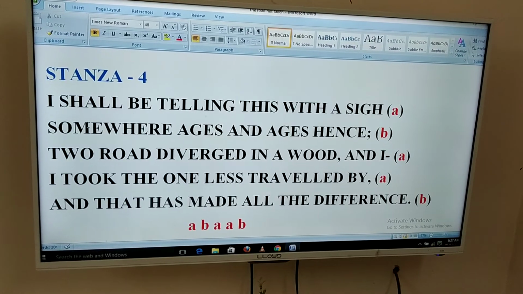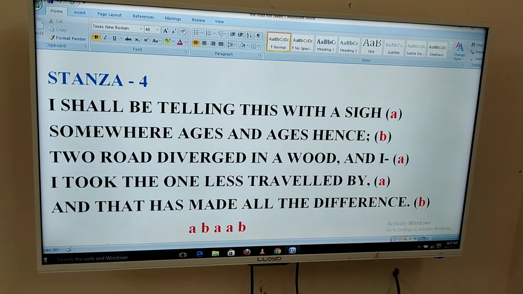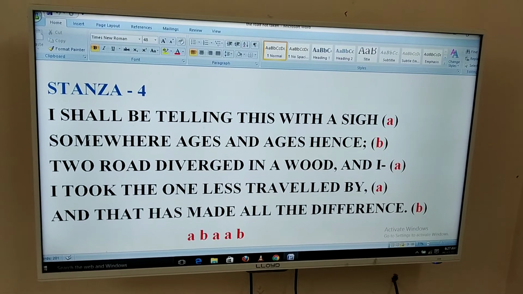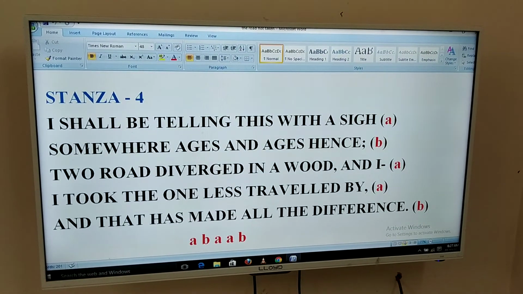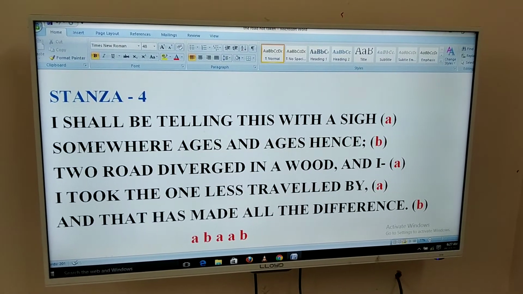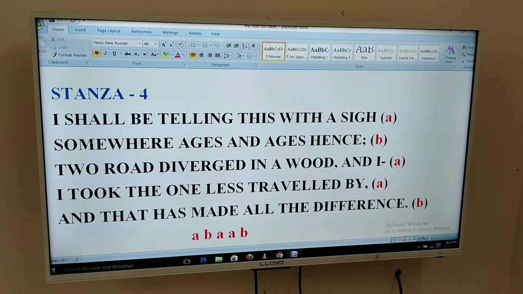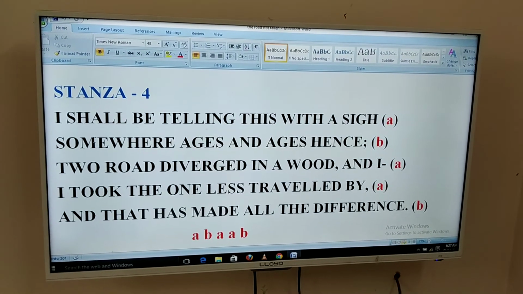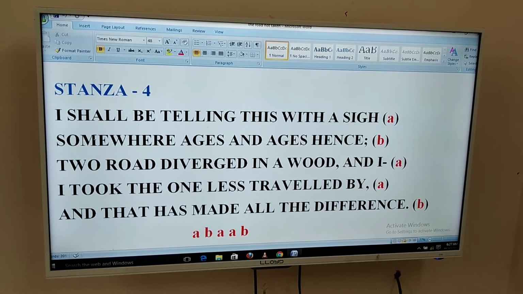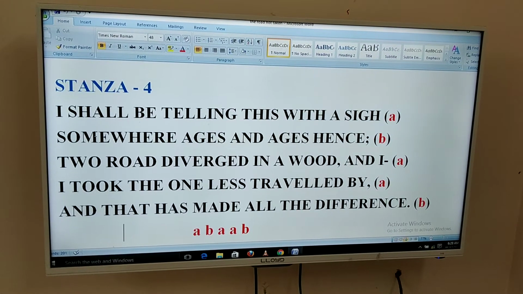This poem also carries imagery. Imagery is when you read something and create an image in your mind. And this poem has imagery. When we read this poem, an image is created in our mind. So it also has imagery.